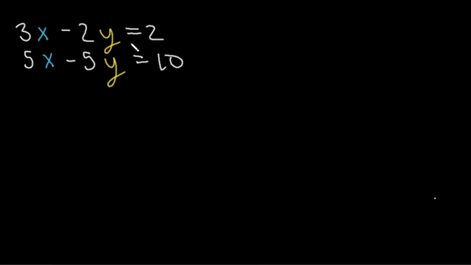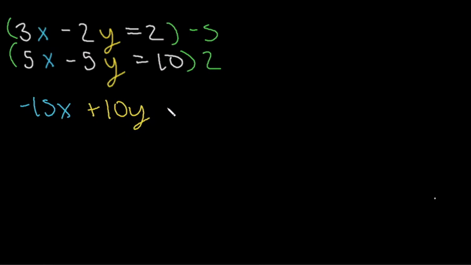Here, neither of our equations is set up for elimination. So we need to multiply both of our equations to make it where we can cancel one of the variables. So let's cancel out y. We can multiply the top equation by negative 5 and the bottom one by 2. And we'll have negative 15x plus 10y is equal to negative 10.